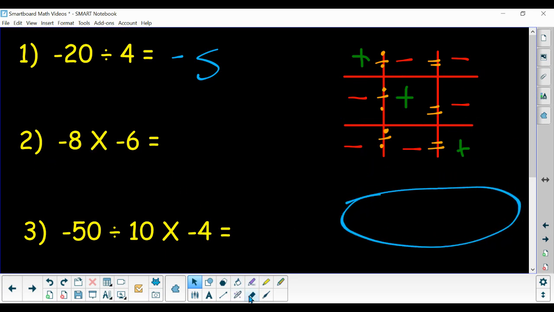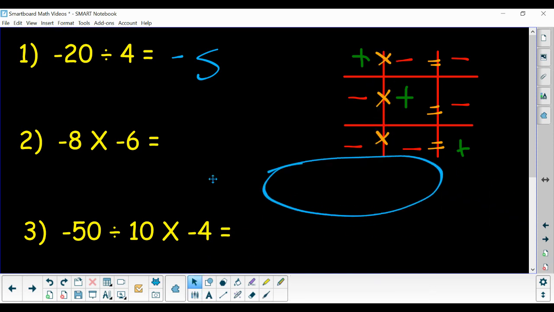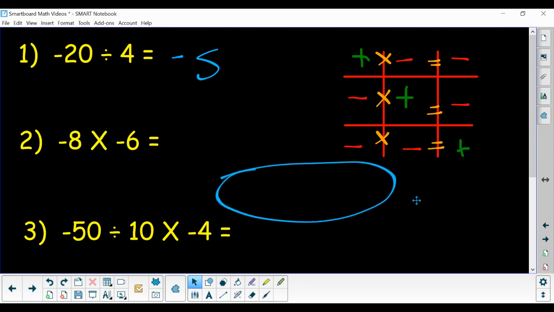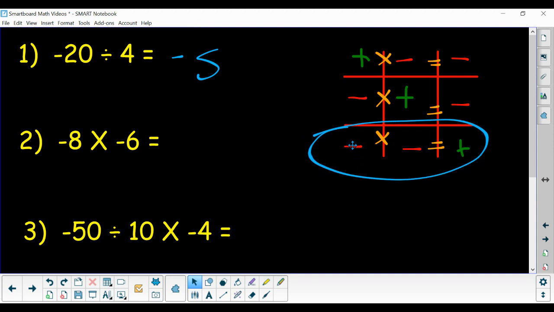This next one's multiplication. So remember, this not only works for division, but it also works for multiplying as well. And what we have here first is a negative multiplied by another negative. So in this case, two wrongs do make a right. A negative multiplied by a negative gives me a positive answer. So negative 8 times negative 6 gives me positive 48. Or you can put positive, doesn't matter. And now the last one.